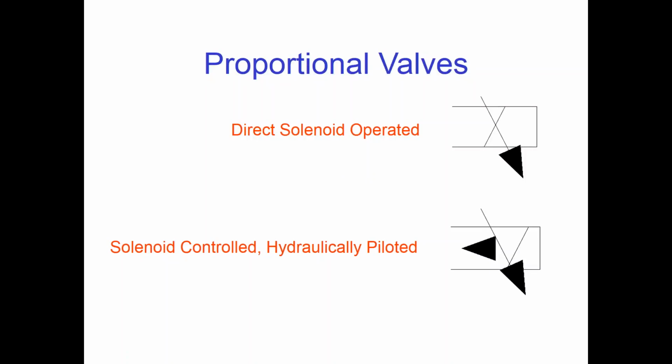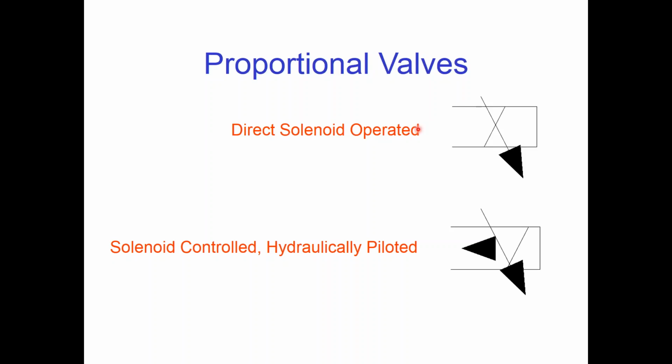The symbol for a proportional valve is going to look a lot like a directional valve symbol. Directional valves, those are great as long as we want to move an actuator one way or another, or stop it or something, but sometimes we want to be able to control the speed, and we want to be able to control it electronically, and that's the primary difference between a proportional valve and a directional valve.